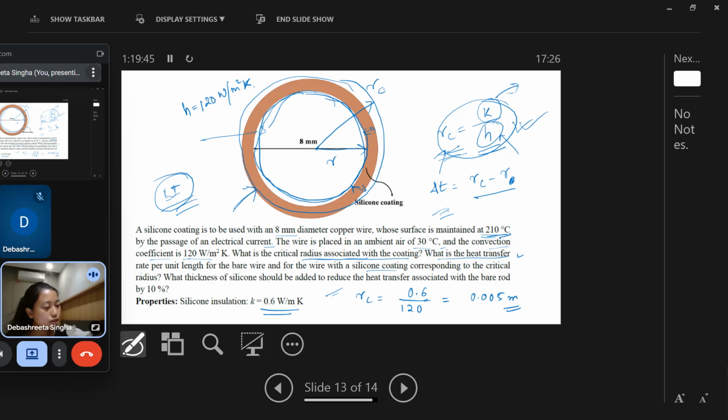So you have to be very careful whether they're asking radius or thickness. Radius and thickness are not the same. Radius is this, and thickness is calculated by RC minus R. Then the next question is what is the heat transfer rate per unit length for the bare wire, that means without the coating, and the wire with silicone coating. So you have to compare the heat transfer rate for both bare and with coating corresponding to the critical radius.